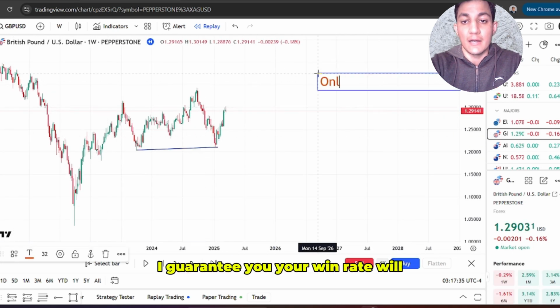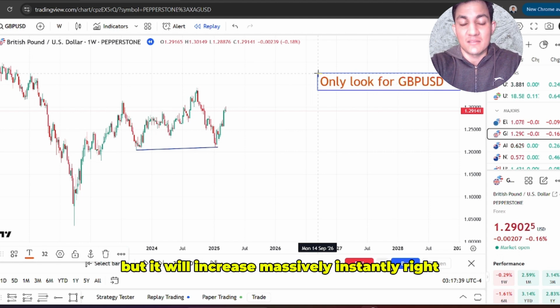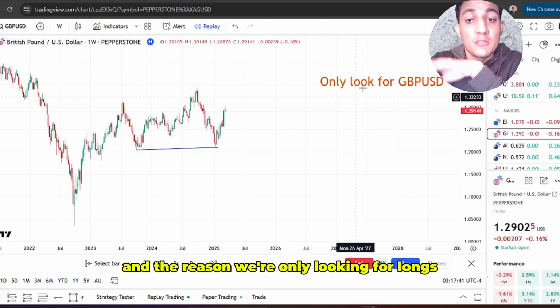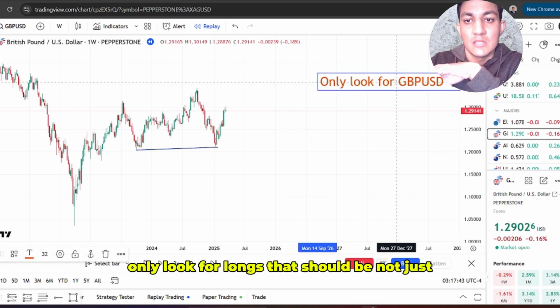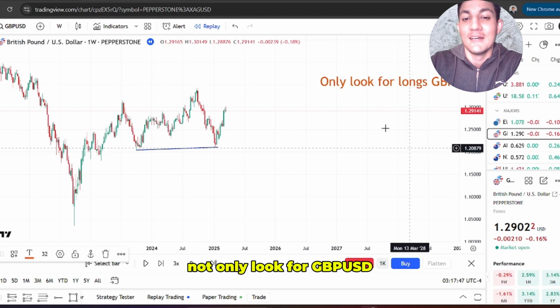If you just do that, I guarantee you, your win rate will, I'm not going to say double, but it will increase massively instantly, right? And the reason we're only looking for longs, that should be, not only look for GBP USD, only look for longs.